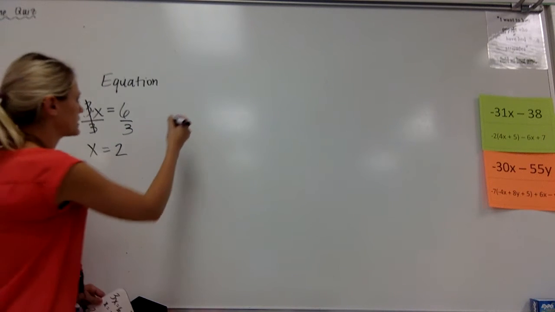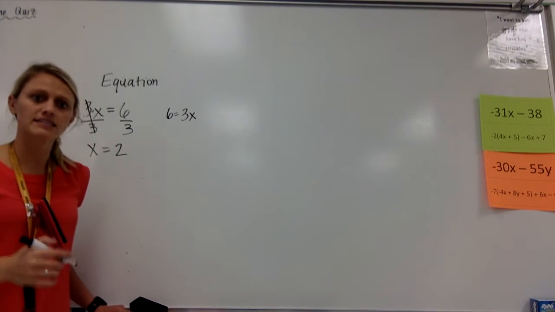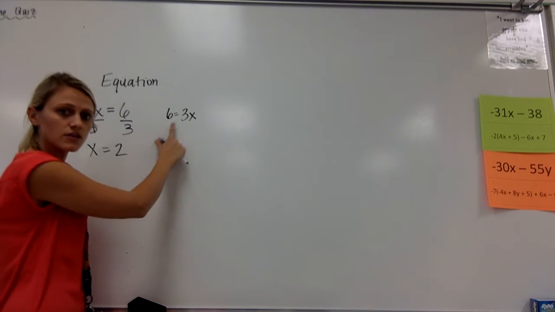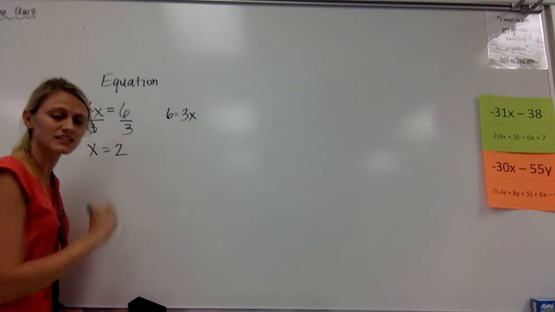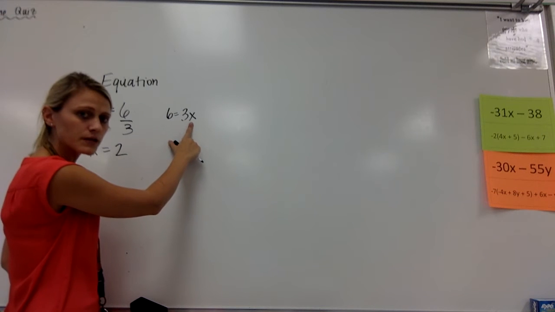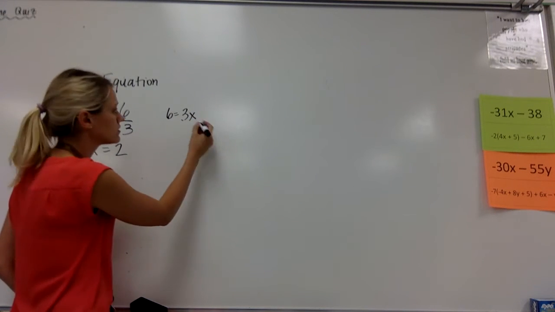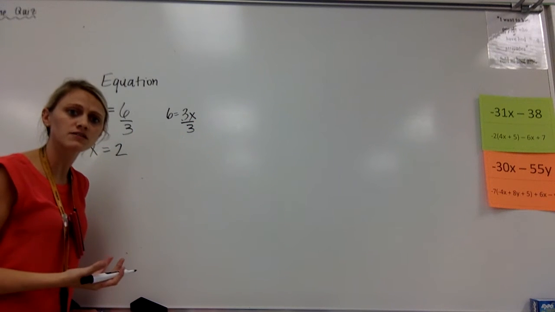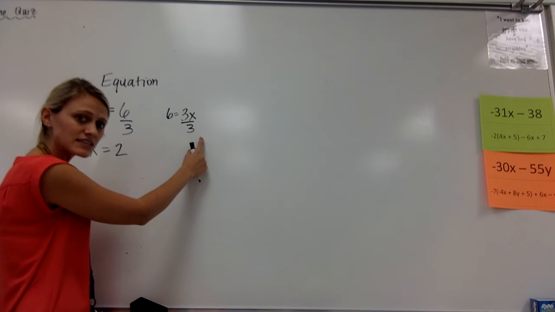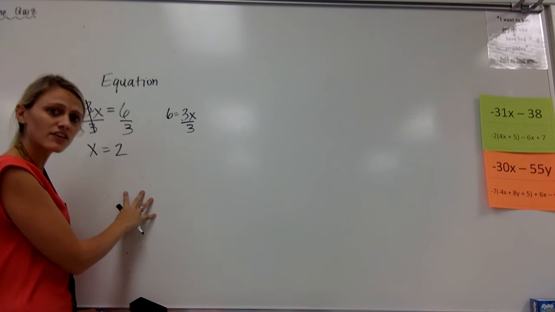Another example, I'm going to give you guys 6 equals 3x. Now, notice, it's similar to before. I just put the 6 on the other side and the 3x. I just flipped the 6 and the 3x. It still means that 3 is being multiplied by x. So to get the x by itself, I'm going to do the opposite of multiplication, which is division. So I'm going to divide the right side by 3. If I divide that side by 3, I have to divide the other side by 3.